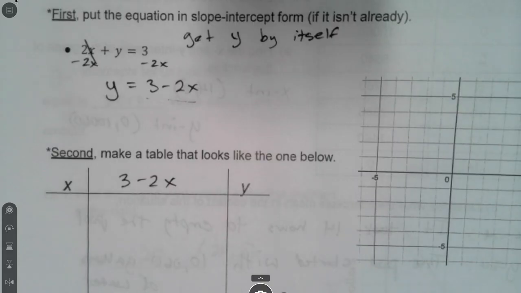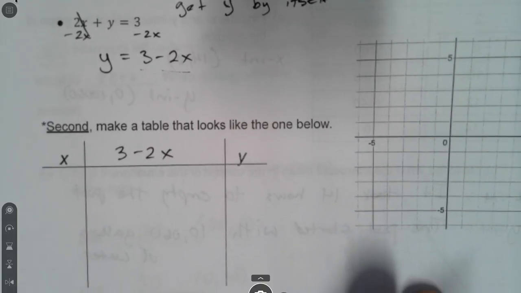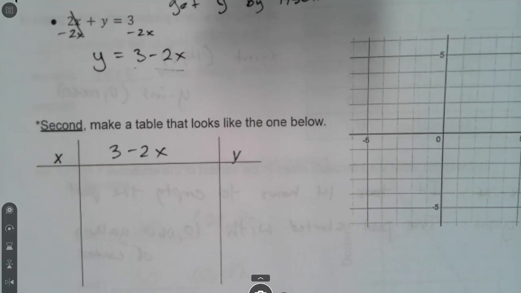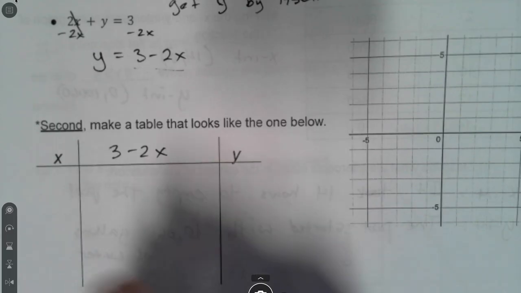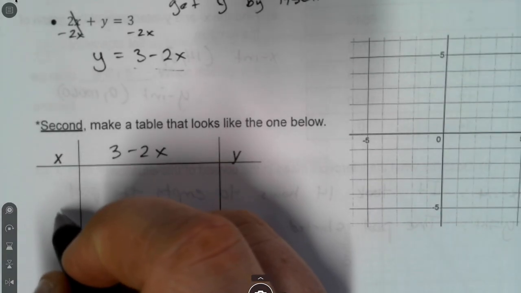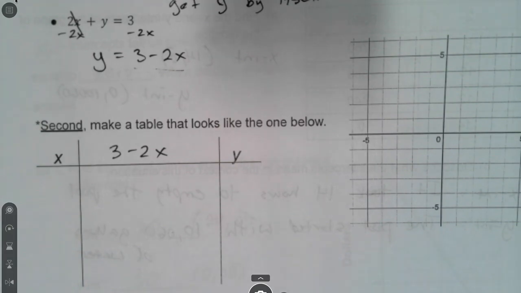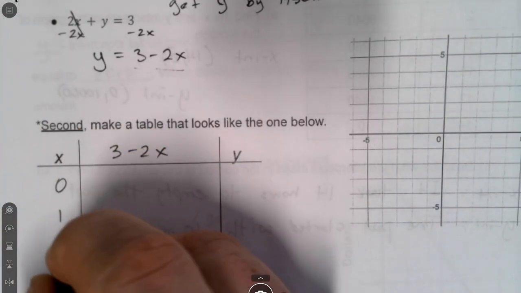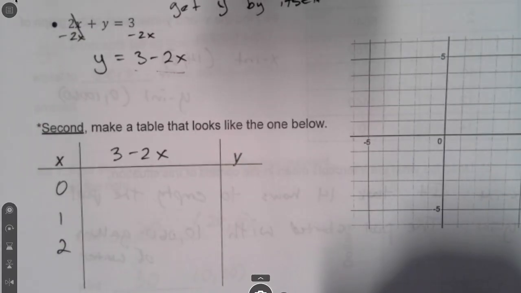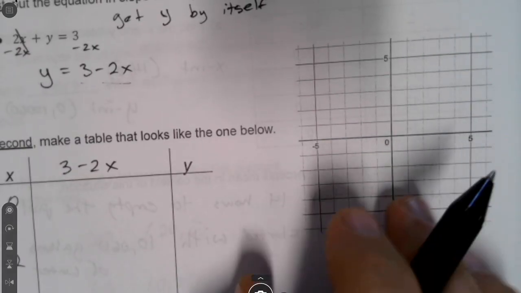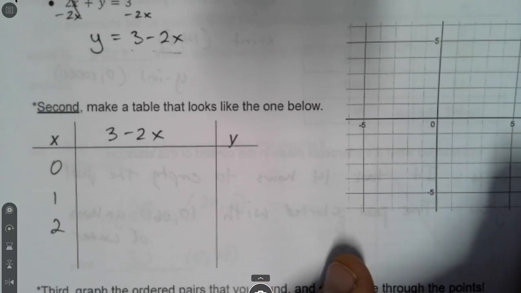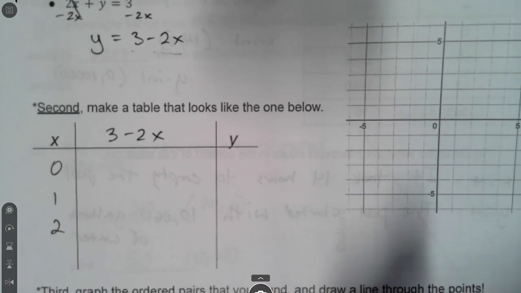And different books, different teachers would have different rules on how many points we need to get from a table. I'm just going to choose 3. And here's the cool part. You get to pick them. So you get to pick what 3 numbers you want to plug in for x. Now I recommend just use 0, 1, and 2, because they're small and they're easy to get on a graph. But if you want to pick 1, 2, 3, or -1, 0, 1, that's cool.